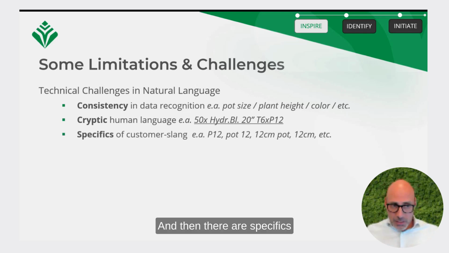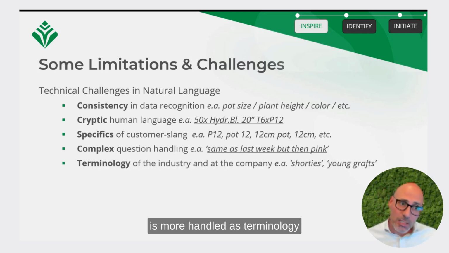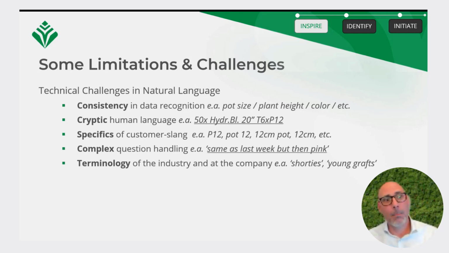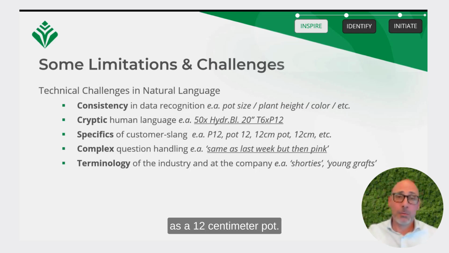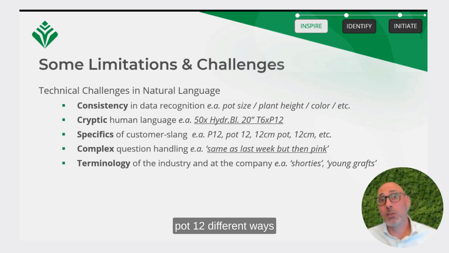And then there are specifics or maybe even customer slang, or slang which is more handled as terminology in the industry, like I would like to have shorties or young grafts. Some customers order a P12 as a 12 centimeter pot. Others say just 12 centimeters, or others say pot 12. Different ways for the same thing. And this is where we figured out how to tackle that customer specific slang.